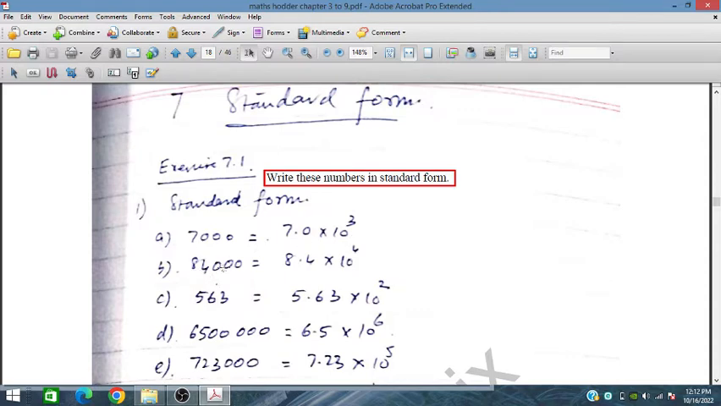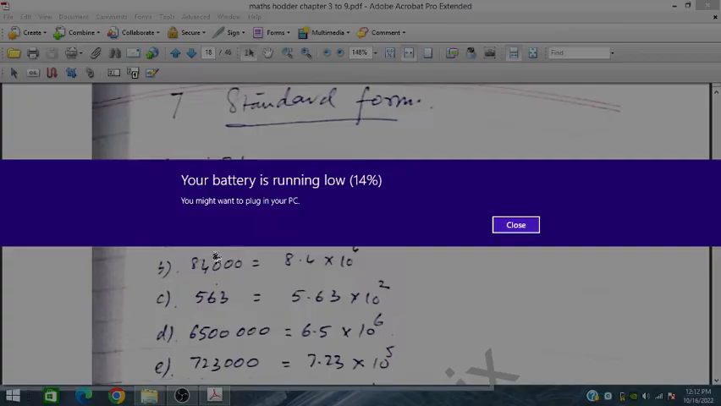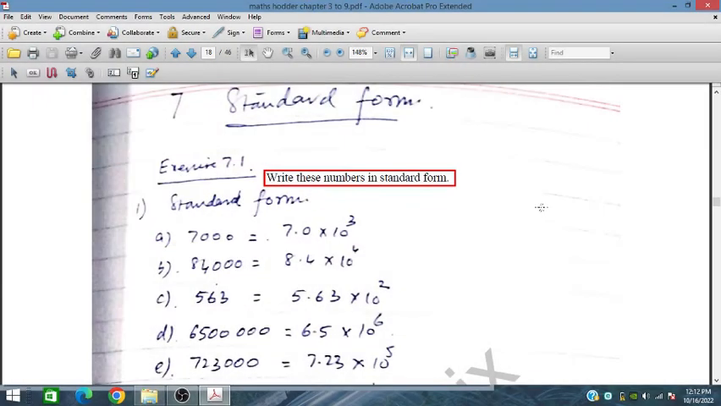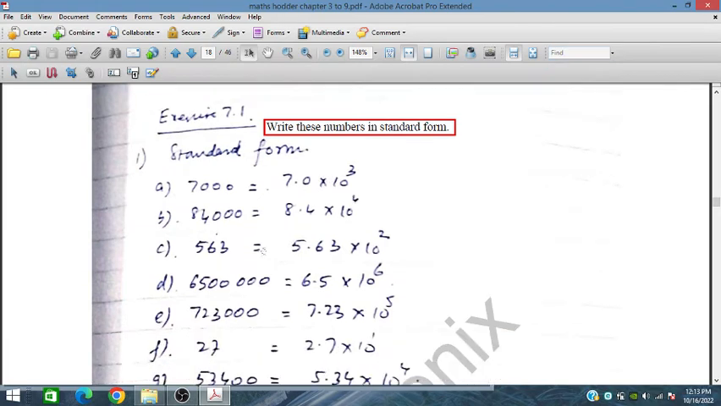So this is 8.4 into 10 to the power 4, because the decimal point has moved 4 places from here. So we will cover it like this. This is 563. The decimal point is here, it moves 2 places, so 10 to the power 2. The decimal point moves 1, 2, 3, 4, 5, 6 places, so 10 to the power 6, 6.5. And the decimal point moves from here 1, 2, 3, 4, 5, so 7.23 into 10 to the power 5.